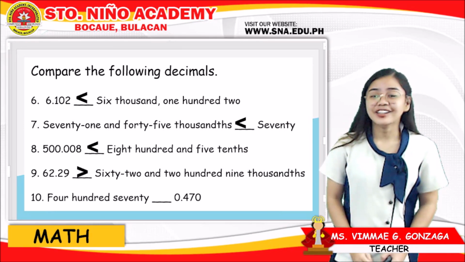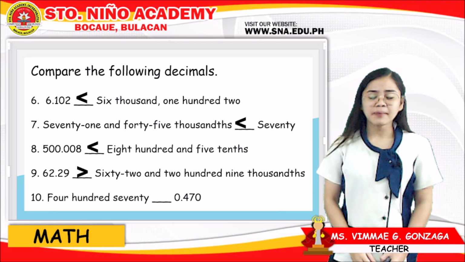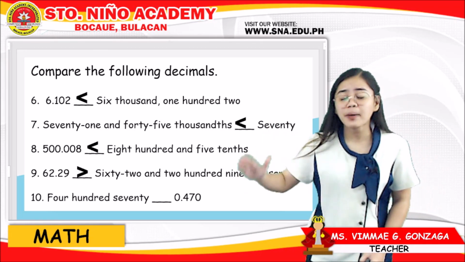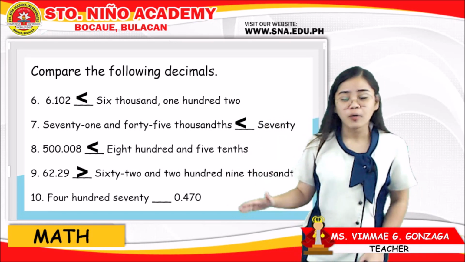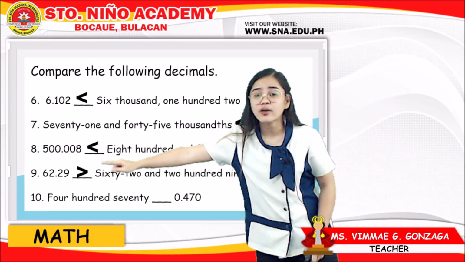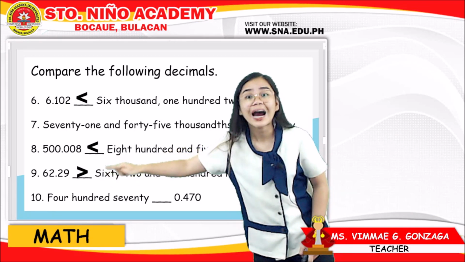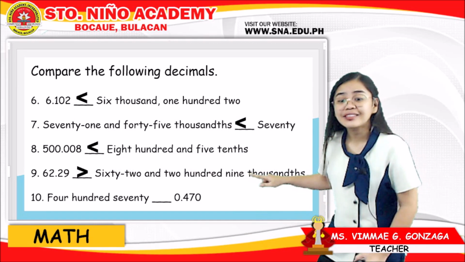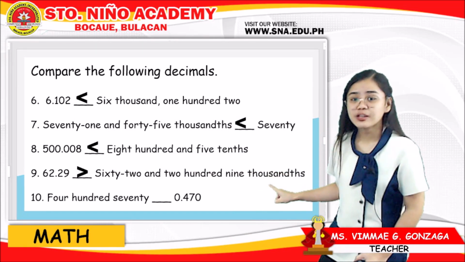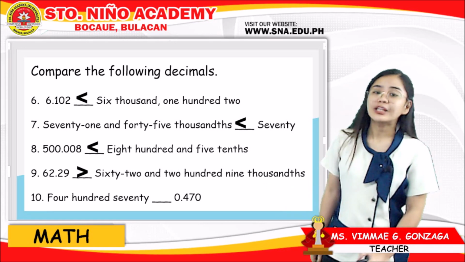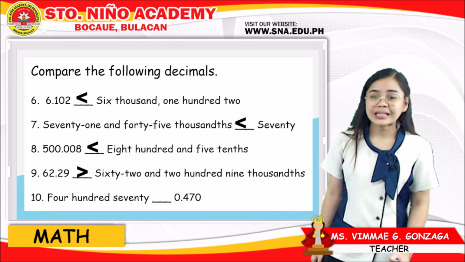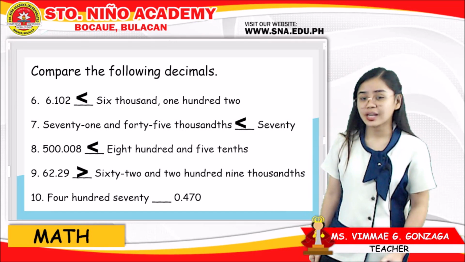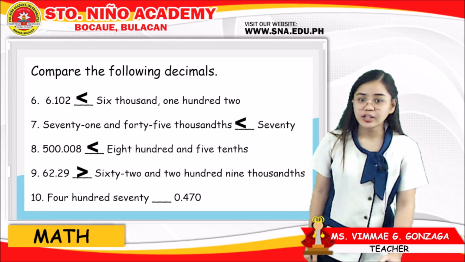Okay, that is greater than. Diba sabi nga naman, kapag sa decimal number, pataas ng pataas yung place value mo, pababa naman ng pababa yung value mo. Kumpara dito. Kasi meron tayong 62 and 29 hundredths. Pero, yung last natin ay 209 thousandths. Thousandths po, yung place value yung 9. So, syempre, ang may mataas na value ay si 62 and 29 hundredths. Kaya, sa number 9 ay greater than.